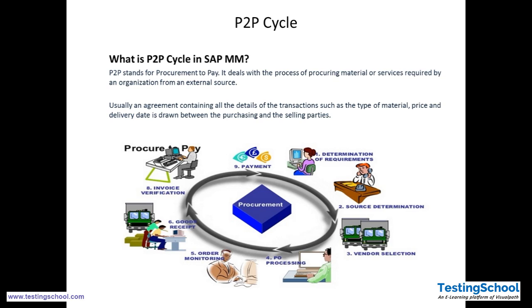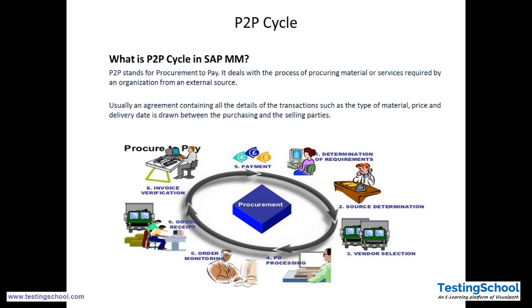What is the process of procurement, how are we going to procure? Usually an agreement containing all the details of the transaction, such as the type of material, price and the delivery date, is drawn between the purchasing and the selling party. So both parties will agree on what needs to be procured and what they are going to supply, by what time and at what price the thing should be made available to the customer.